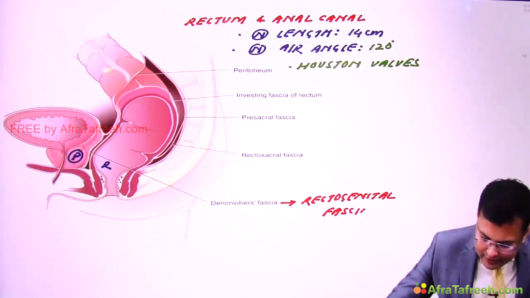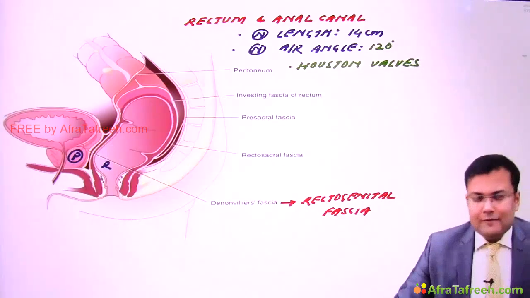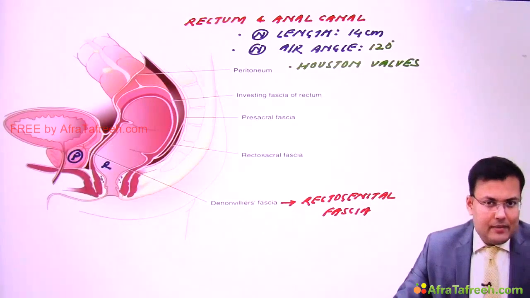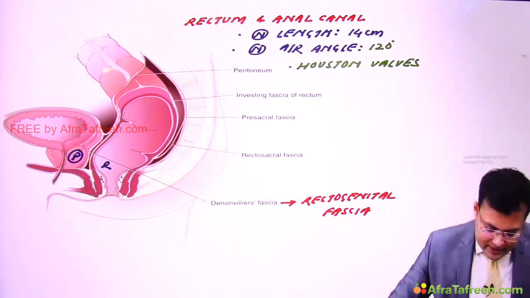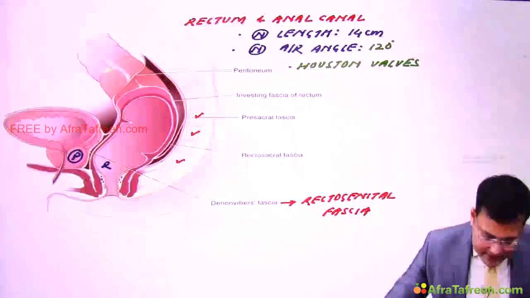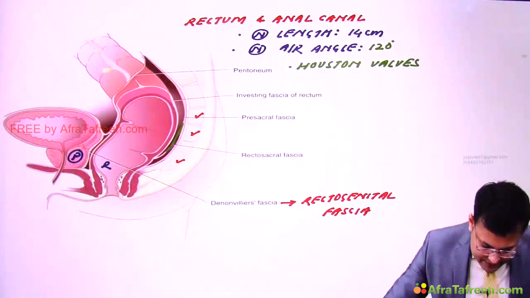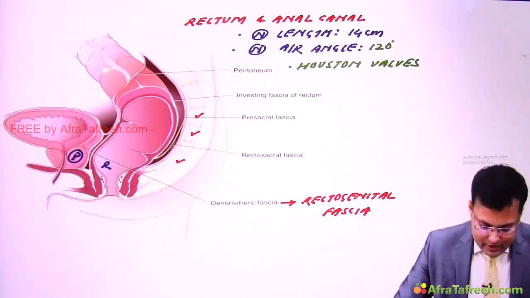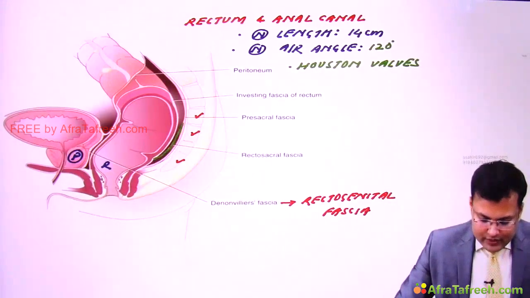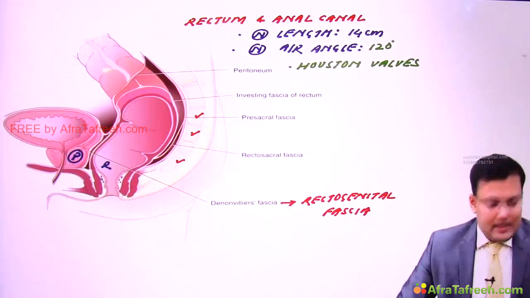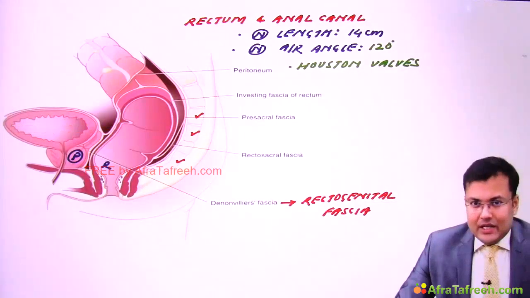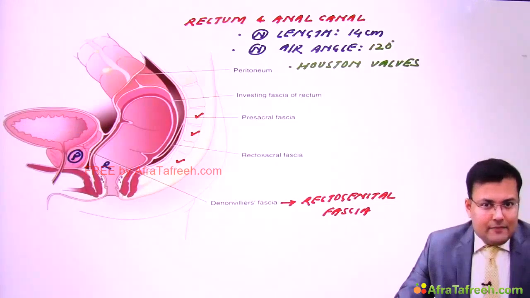Simple. Now if you come posteriorly, there is one fascia which is going to separate rectum from sacrum and lower two sacral vertebrae. Can you see? These are the two lower sacral vertebrae, and this is the sacrum. And here you can see the fascia which is separating rectum from sacrum and lower two sacral vertebrae. So what is the name? This is rectosacral fascia separating rectum from sacrum.